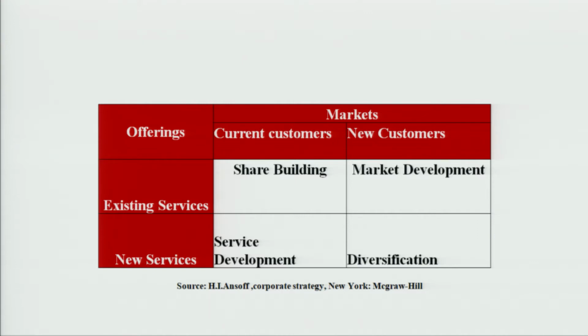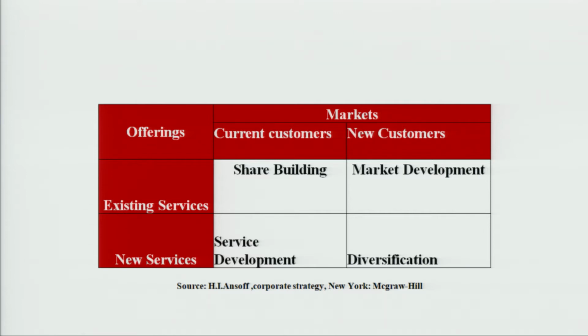Okay, just look at the first quadrant, that is share building. It is all about the scenario of the current market, means the service provider is providing the current service to the current customers. That is all about share building, means the company is now offering some type of service to the customers and trying to build up the market share from that level of service.